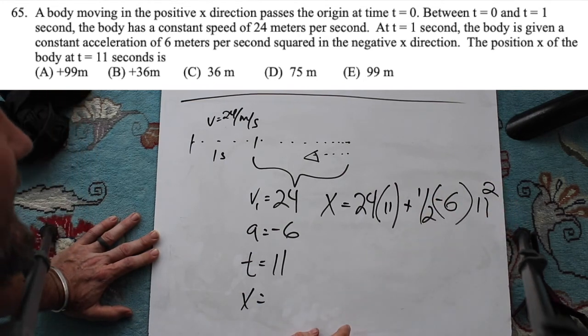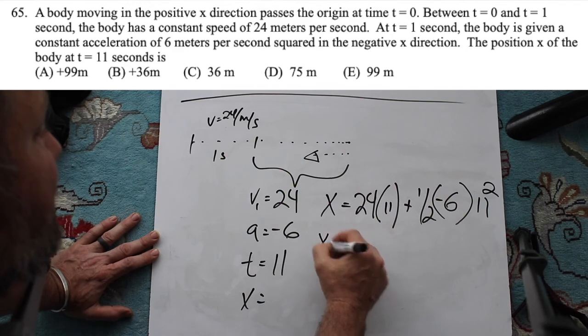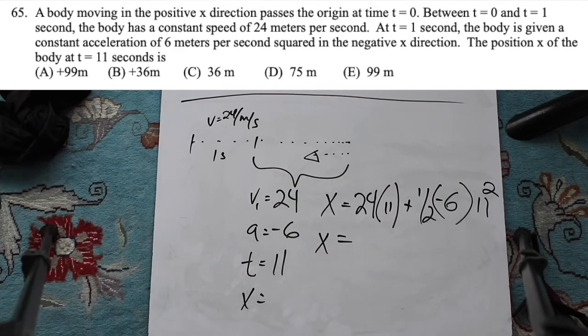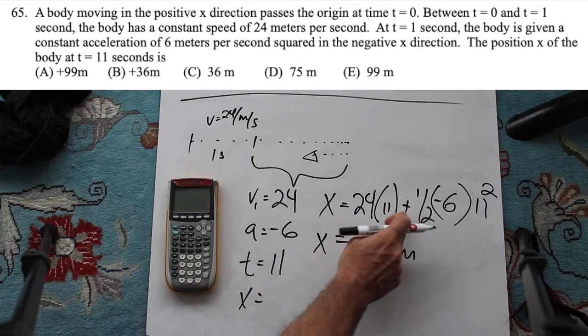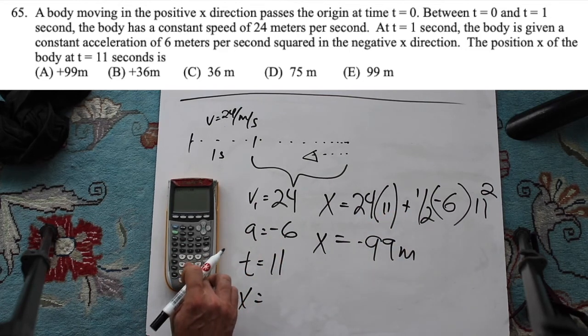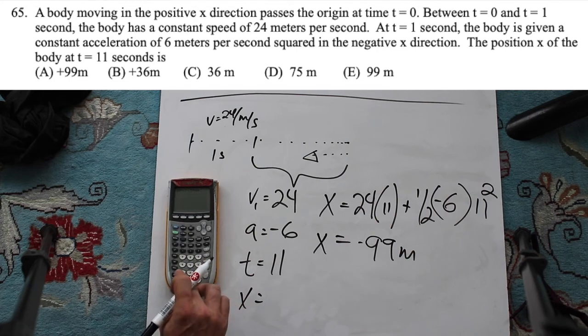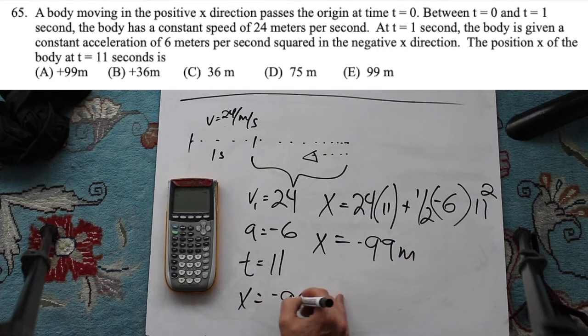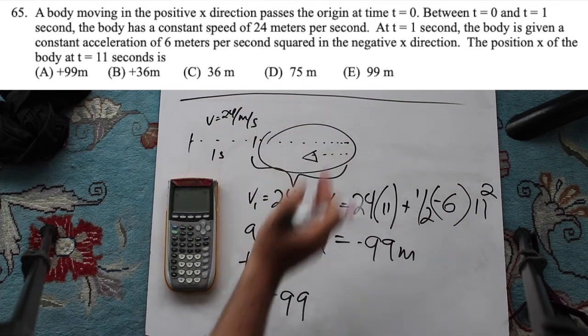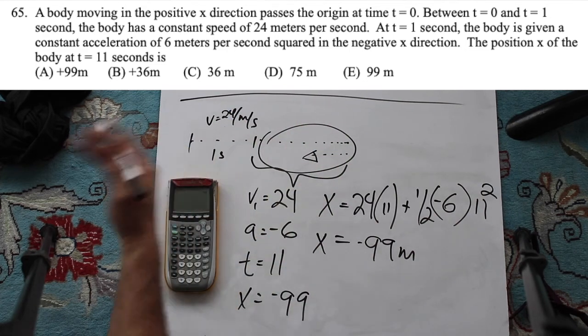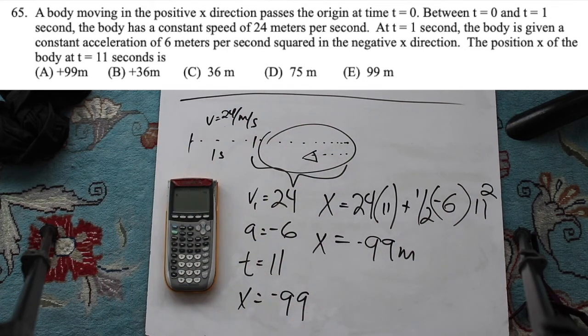there we go. And I'm going to use my calculator for this. 24 times 11. I'm going to use a minus there. Minus 0.5 times 6 times 11 squared. And that gives me the value of negative 99. And so basically negative 99 in this phase of motion, but it already went forward 24 here. So I've got to take 24 and negative 99 and put them together. I should get something like negative 75-ish.